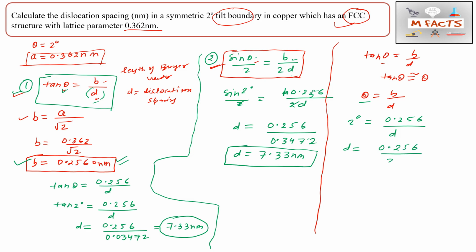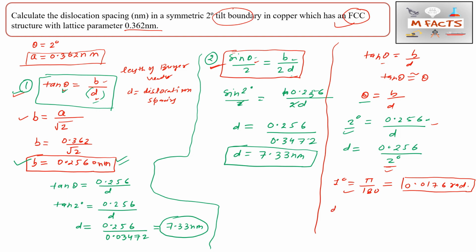0.256 by 2 degrees. But here this is in degrees, while these values are in radians. Here people make mistakes. They do the calculations with an angle in degrees, but the right side has values in radians. So we need to change this degree into radians. How can we change? 1 degree is equal to pi by 180, which equals 0.0176 radians. You can also remember this value, you need not do this every time. So 1 degree is equal to 0.0176 radians.